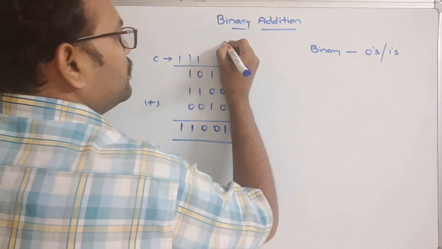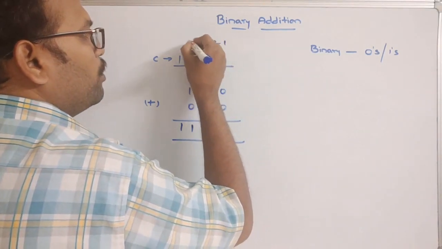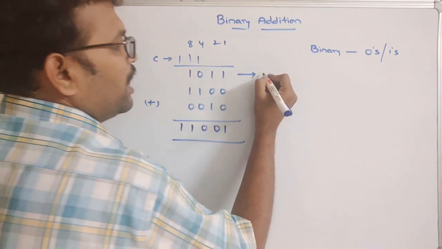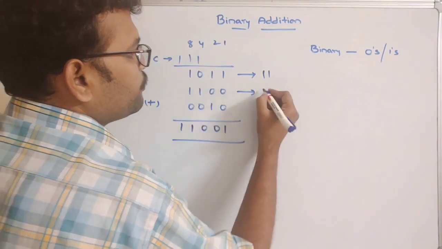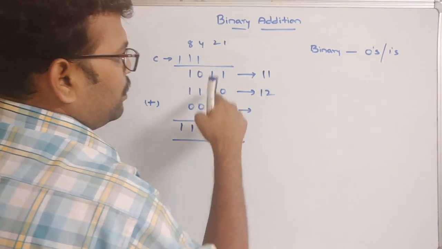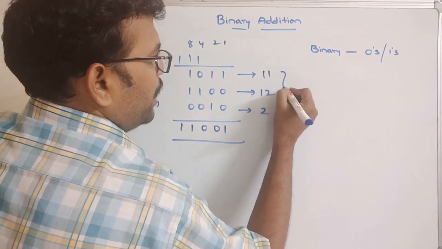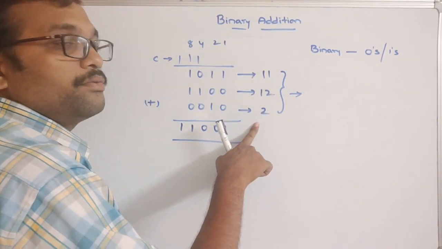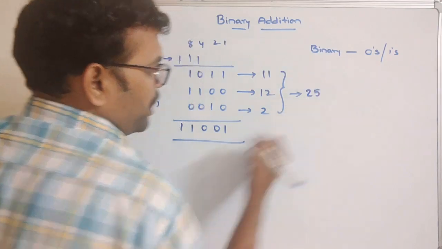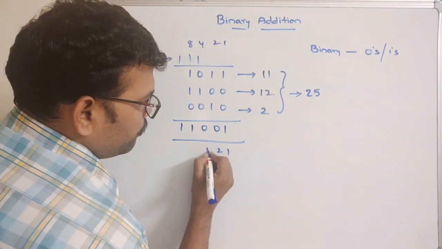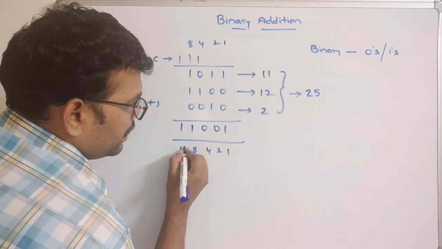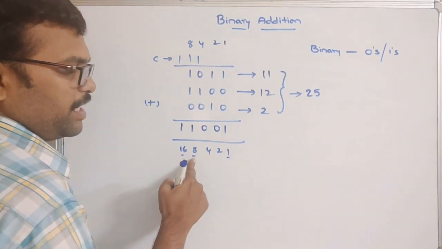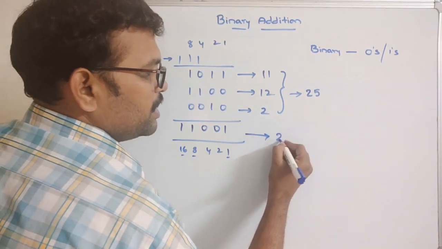Let us take 1, 2, 4 and 8. The binary representation of this one, 8 plus 2, 10 plus 1, 11, and this one 8 plus 4, 12, and this one only 2. So adding all these three things, the total is 25. Let us consider this one, 1, 2, 4, 8 and 16. You can observe here 16 plus 8 plus 1, 16 plus 8, 24 plus 1. So obviously the result is 25.